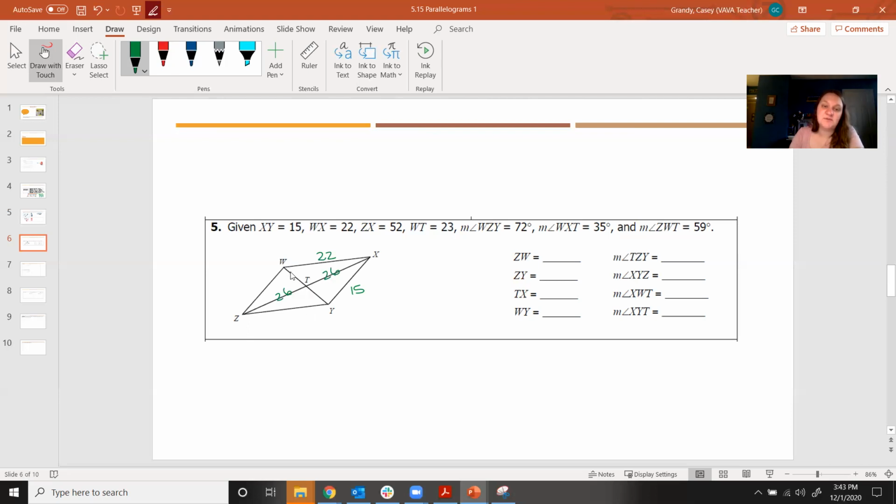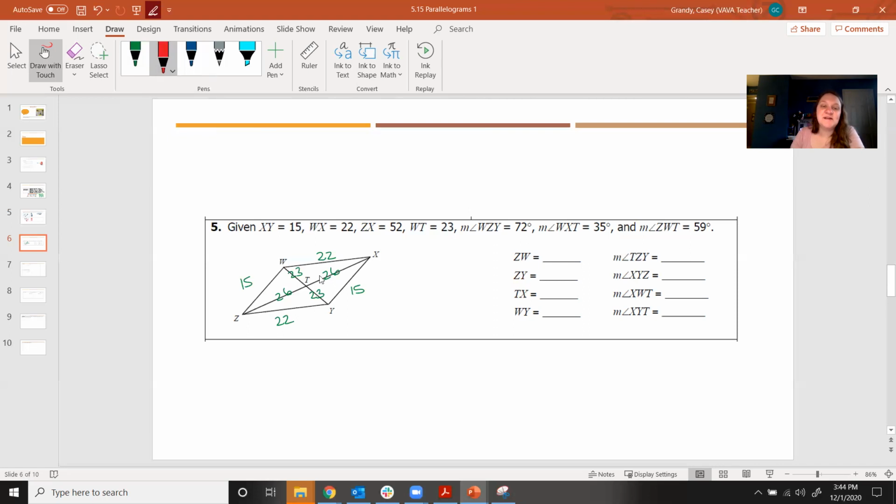WT is 23. And before I deal with these angles, let's finish filling in all of our lengths. If WX is 22, the side opposite has to be the same. XY is 15, which means WZ has to be 15. And if WT is 23, then TY has to be the same thing since it's being cut in half. Now let's deal with the angles.